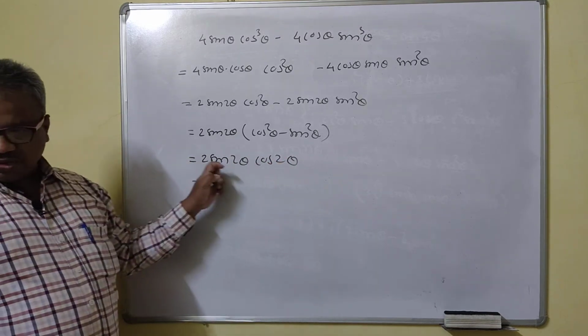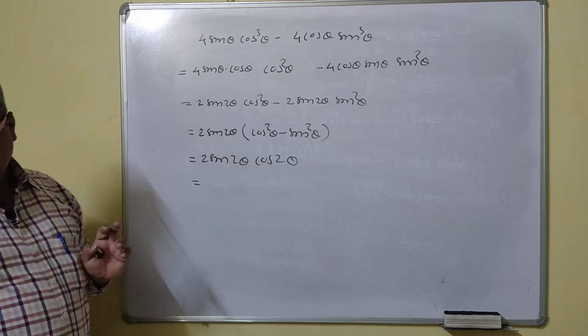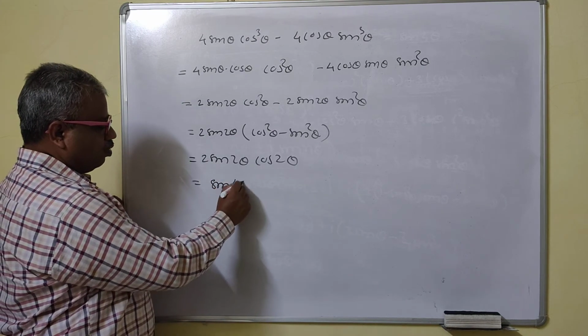But again this is in the form 2 sin theta cos theta, which is the formula for sin 2 theta, but your theta is now 2 theta. So this is sin of 4 theta. So we are through.